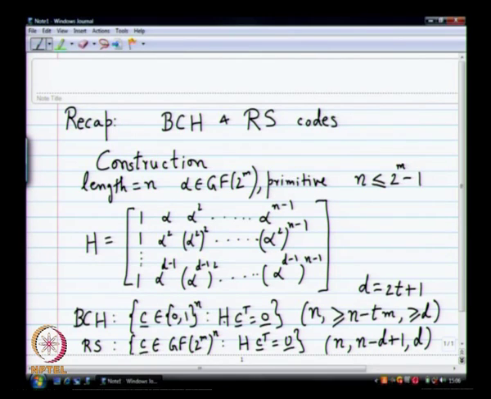Okay. So, when I have d equals 2t plus 1, my zeros, my roots, are alpha, alpha squared, all the way to alpha^(2t). At most t of them will give me a minimal polynomial and the maximum degree for each of them is m. So, the maximum possible degree for the generator polynomial is tm. So I know the degree of the generator polynomial is less than or equal to tm, which means k is greater than or equal to n minus tm. In most cases this might be satisfied with equality, but in some cases it may be a strict inequality.